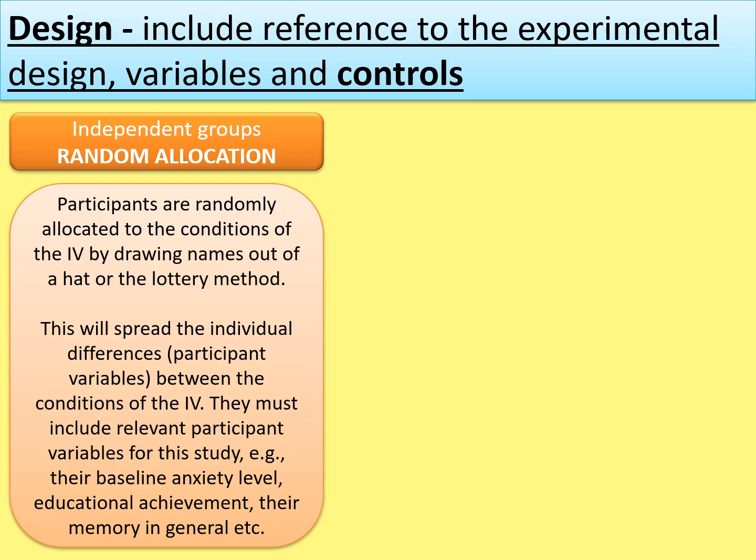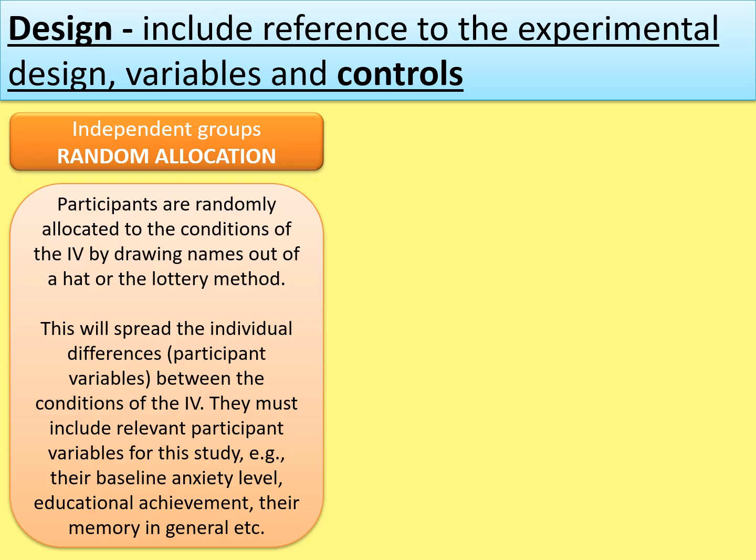The random allocation tin is just where you put everybody's name into the tin, shake it all up, and then randomly draw names out of the tin, and you allocate them to conditions of the IV until they're all used up. So you want to be talking about that. If you decided in your design that you were going to choose independent groups, then you would say the control measure for independent groups is random allocation.